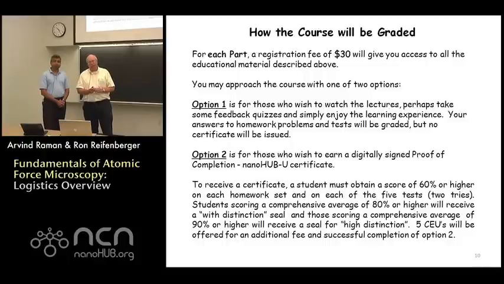It's a fair question to ask how the course will be graded. Basically what's going to happen is, once you register for the course, there's a small fee. I think the fee is $30 for part 1 and $50 if you sign up for both part 1 and part 2. If you register for the course, you will then gain access to all this educational material that's been described in this video. And there are basically 2 approaches that you can take regarding the course.